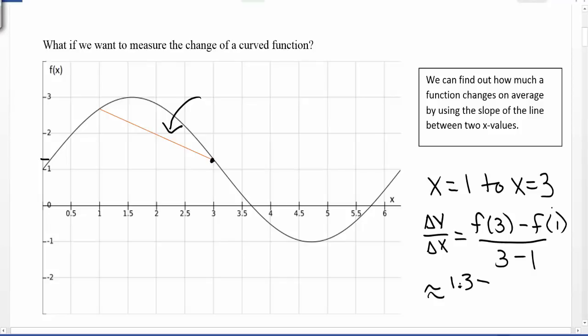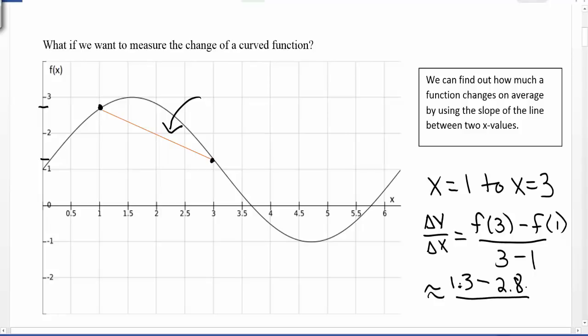From that, I'm going to approximate f of 1. That means I'm going to go up to where the 1 is, and again, I'm going to try to approximate what that y value is. My best guess here, I'm going to call that 2.8. Again, you may approximate slightly differently, but it should be relatively close to 2.8.